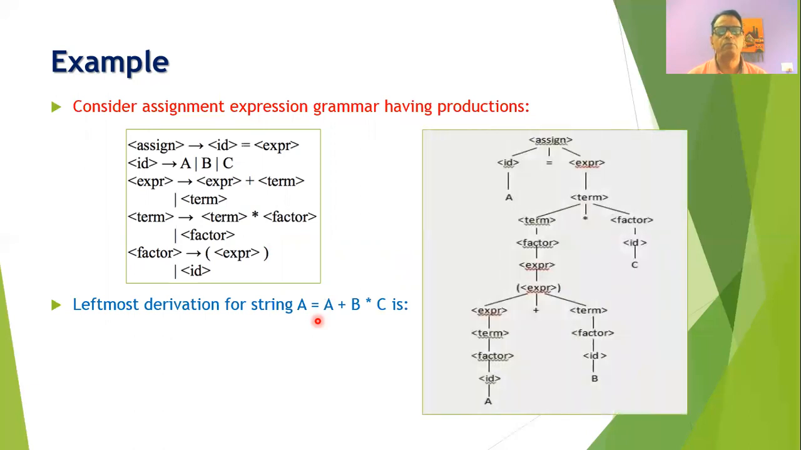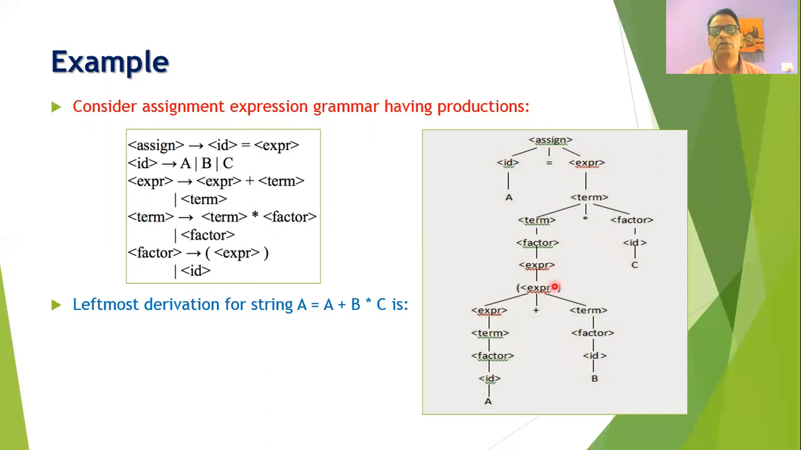Now suppose we have been given an input string a is equal to a plus b star c, then we can obtain the leftmost derivation for this string, and this leftmost derivation is graphically represented here. So initially we will start with the assignment, which is defined as id is equal to expression, then the left hand side id is replaced by a, then the expression is replaced by term, then term is replaced by term star factor, then term is replaced by factor, then factor is replaced by expression, and the right hand side factor is replaced by id, and id can be replaced by c.